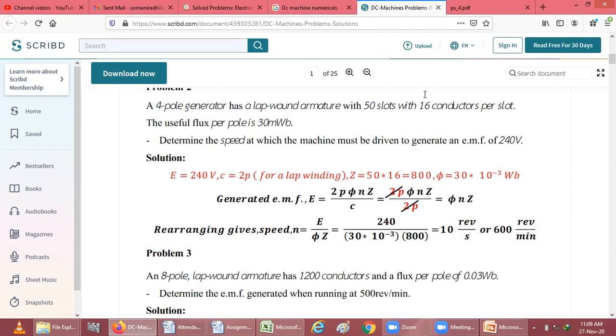So if you are multiplying 50 into 60, there is a network issue. Just wait for me.